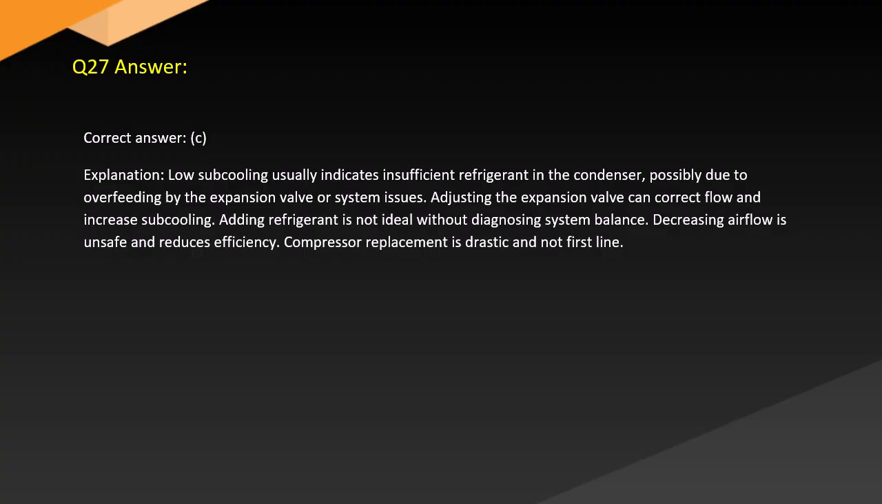Answer. Correct answer: C. Explanation. Low subcooling usually indicates insufficient refrigerant in the condenser, possibly due to overfeeding by the expansion valve or system issues. Adjusting the expansion valve can correct flow and increase subcooling. Adding refrigerant is not ideal without diagnosing system balance. Decreasing airflow is unsafe and reduces efficiency. Compressor replacement is drastic and not first line.